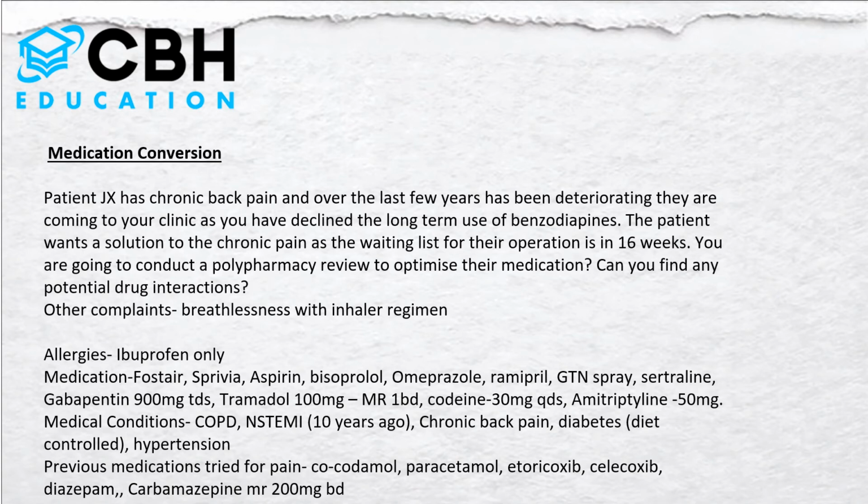So the patient was taking obviously Foster, Spiriva, aspirin, bisoprolol, omeprazole, ramipril, GTN spray, sertraline, gabapentin, tramadol modified release, codeine, amitriptyline. Medical conditions were COPD, NSTEMI, chronic back pain, diabetes, hypertension. Previous medications that they had tried were co-codamol, paracetamol, etoricoxib, celecoxib, diazepam, and carbamazepine modified release. So, in context, how were things organized for this patient?